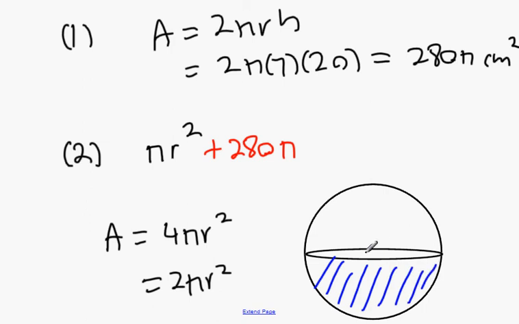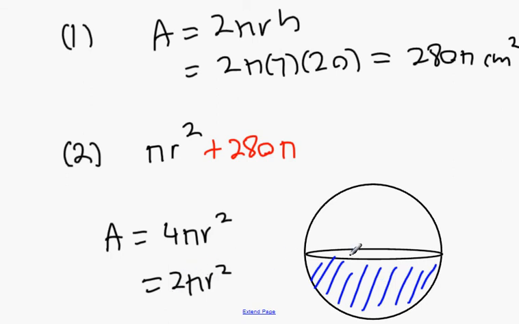Should we worry about the top part? No. Why not? Because it's hollow, isn't it? It's not solid, so the top part doesn't count. So it's just 2 pi r squared.